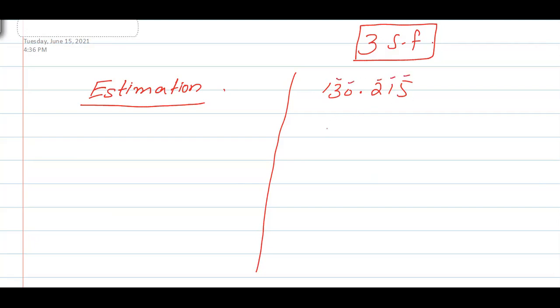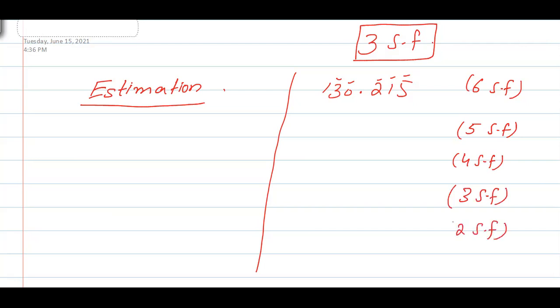Now we have to round them. It has six significant figures. We have to round them to five significant figures. We have to round them to four significant figures. We have to round to three significant figures. We have to round to two significant figures. We have to round to one significant figure. I'm doing all that so you will be able to round to any required significant figure.